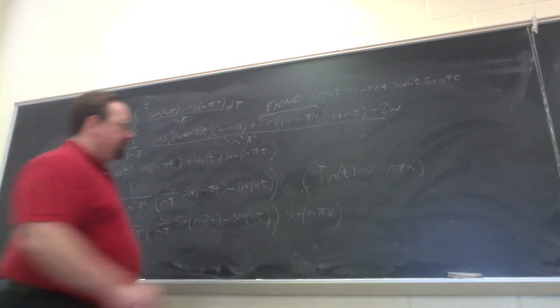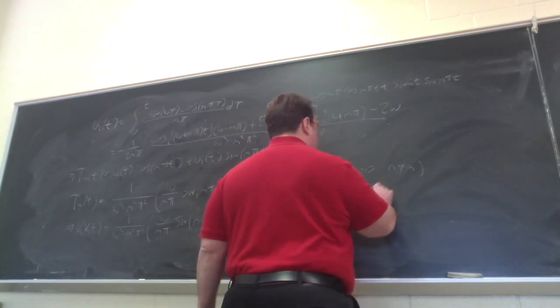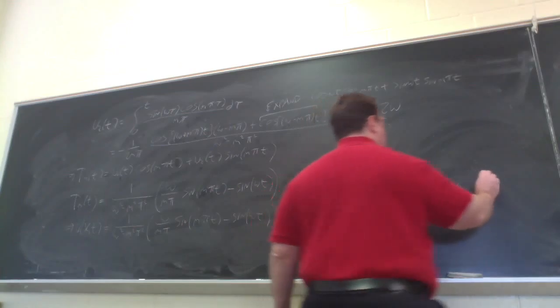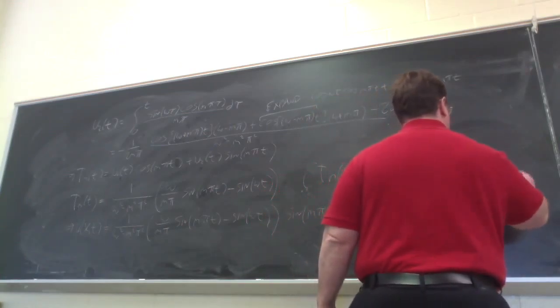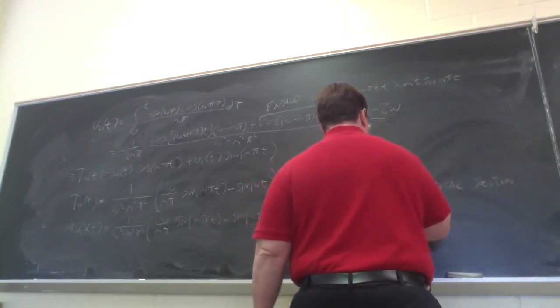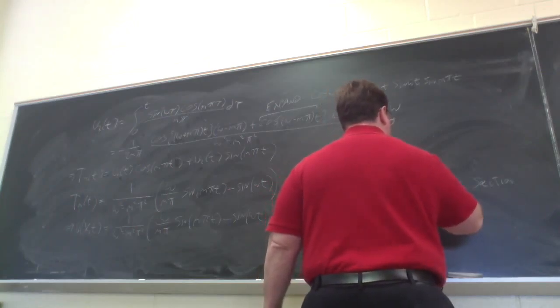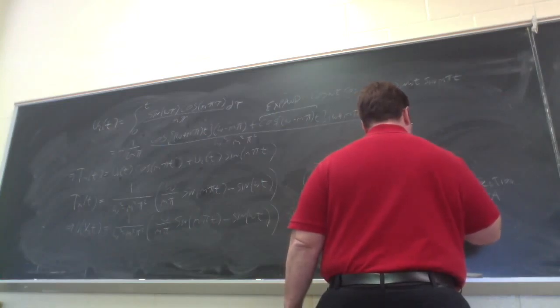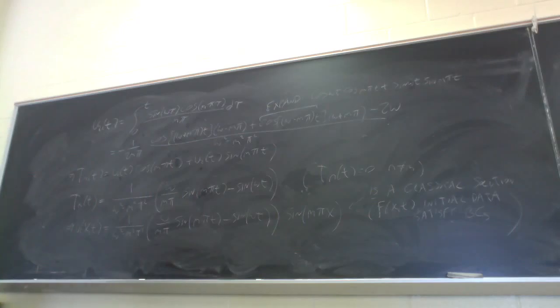So this is a classical solution. And that's because big F of x, t and the initial data satisfy the boundary conditions. Suppose these items do not satisfy the boundary conditions. You can get things like Gibbs phenomenon, issues like that.